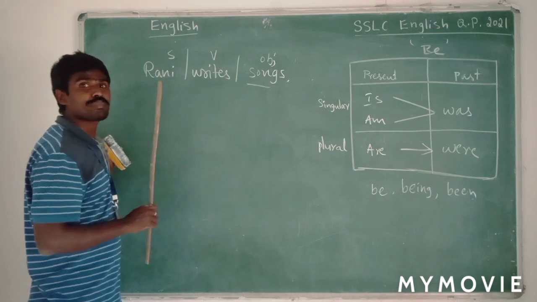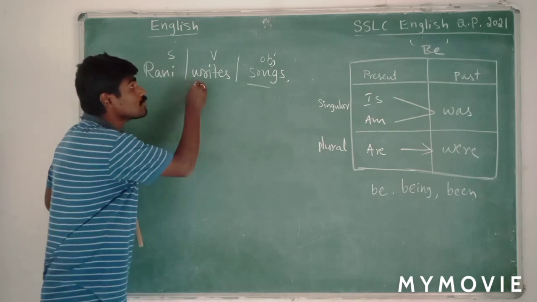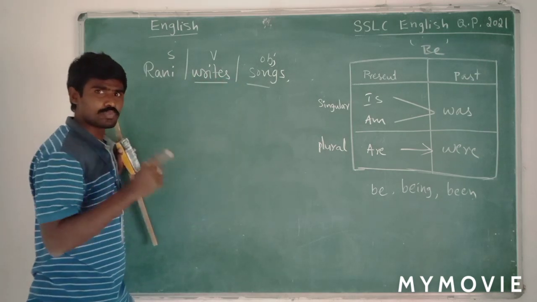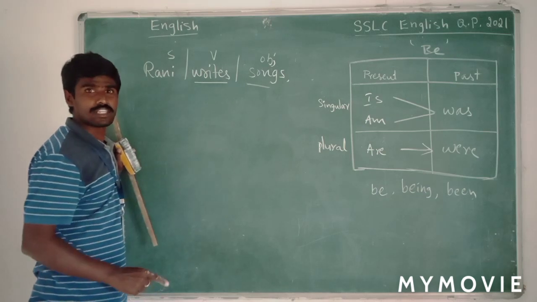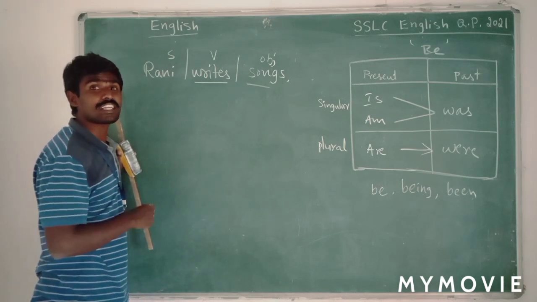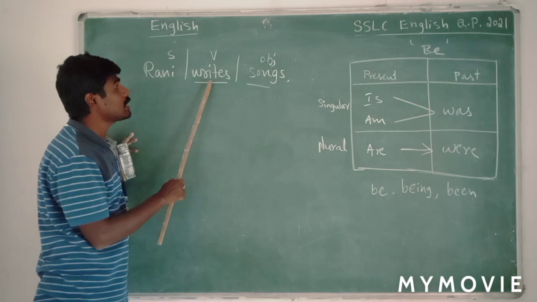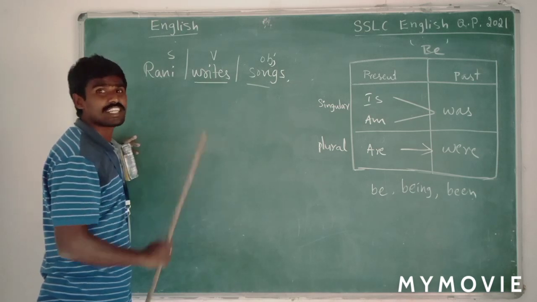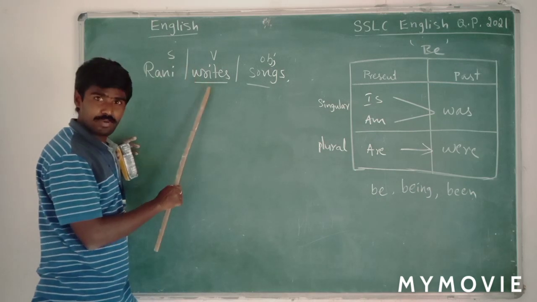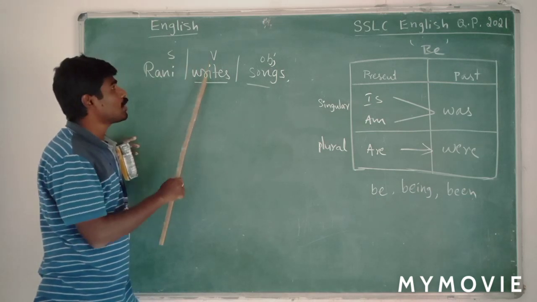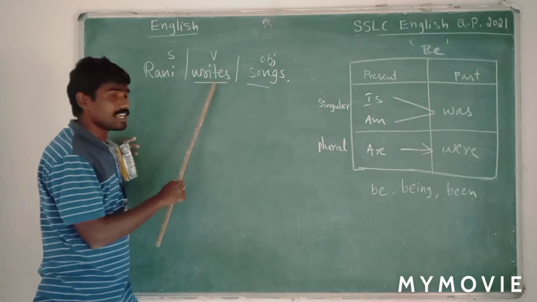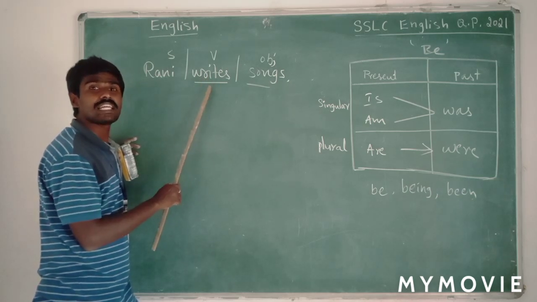The next step is to find out the tense of the sentence. It is very, very important. How to find out the tense of the sentence? By looking at the verb, we come to know the tense of the sentence. What is the verb? Writes is the verb. When you look at the verb, writes, we come to know it is in present tense.